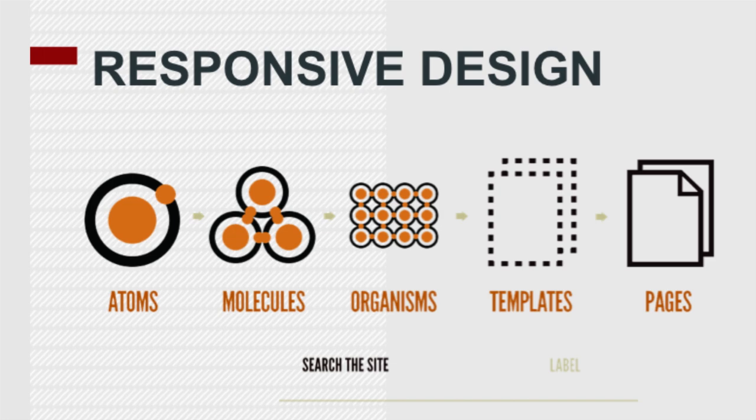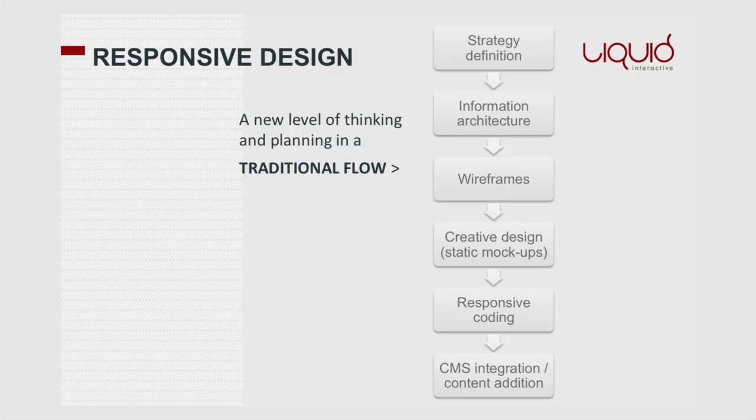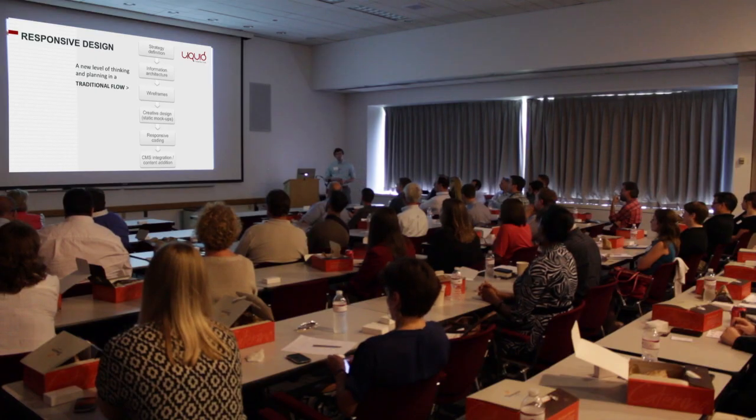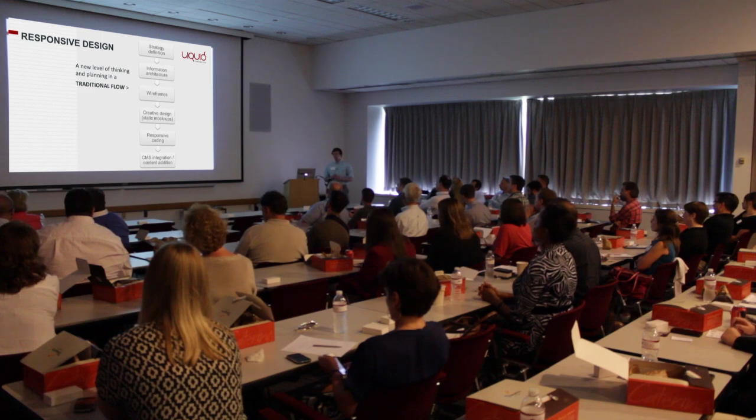So our traditional process is that we'll define the strategy up front, build that into an information architecture and wireframes. Then very linearly, we would pass that off into our creative design phase where we would build static mock-ups and then develop the website responsively and then put it into our content management system. It's a very linear process, and a lot of times it created a lot of questions as far as what does this element do on this screen, or how do things change and resize?